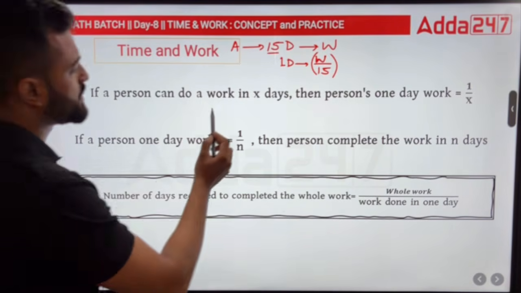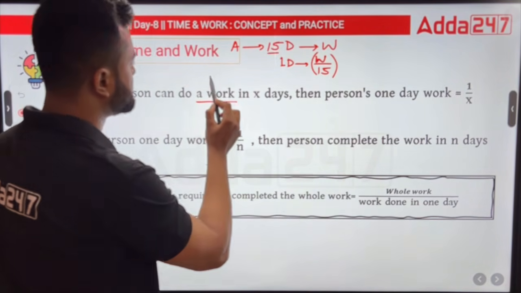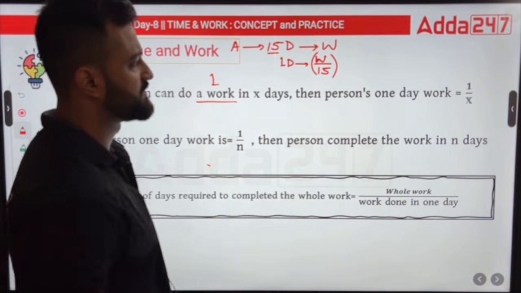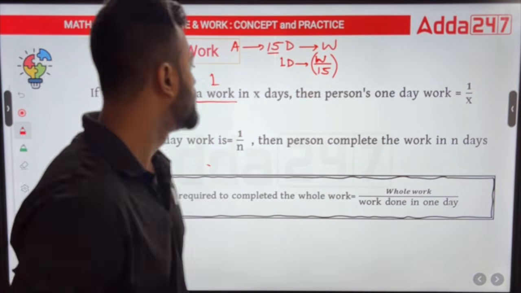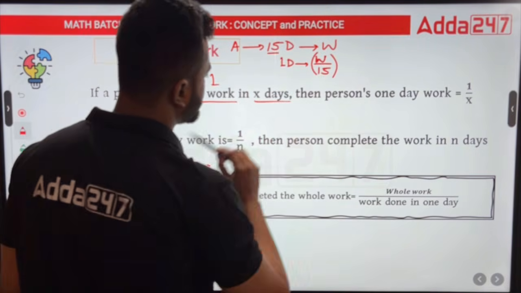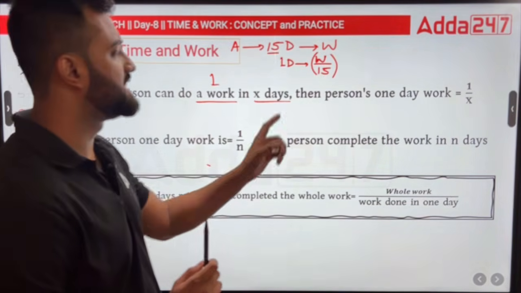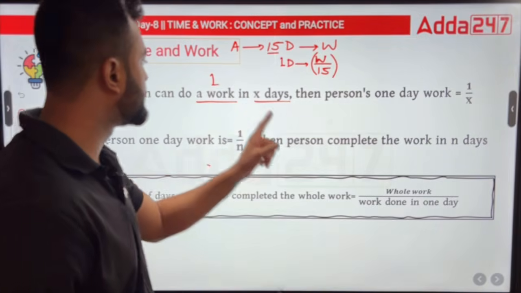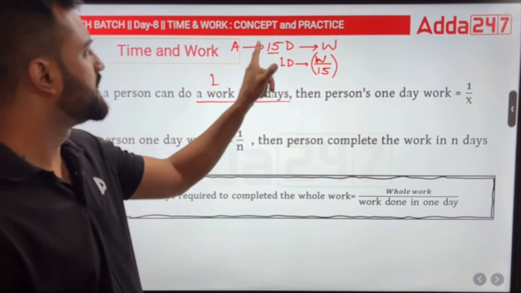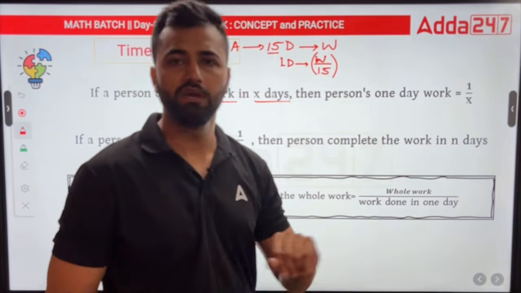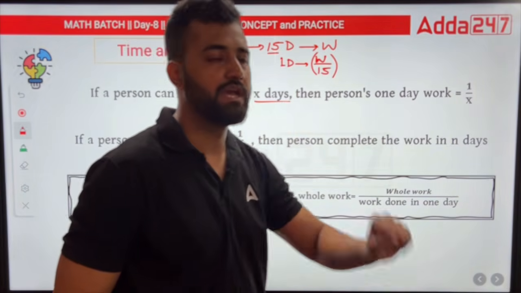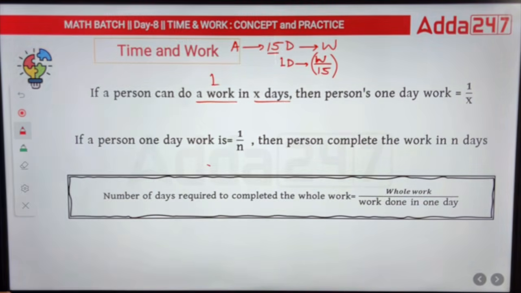If a person can do a work, it means they are saying one work. That's why you're writing 1 out here. Okay, 1 work in X days. We don't know how many days there are. Then the person's 1 day work will be what? You'll take this X to that side. See, here also I've shown 15, you take it there, you get W by 15. So here you'll get 1 by X. This is how you get the answer.